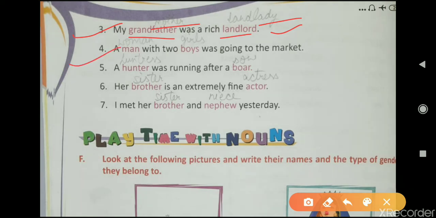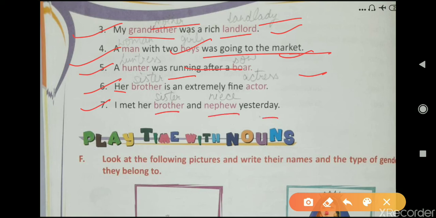Then fourth one, a man with 2 boys was going to the market. Answer, a woman with 2 girls was going to the market. Fifth is, a hunter was running after a boar. You have to write down, the huntress was running after a sow. Next is, her brother is an extremely fine actor. Answer, her sister is an extremely fine actress. I met her brother and nephew yesterday. Answer, you have to write down, I met her sister and niece yesterday.